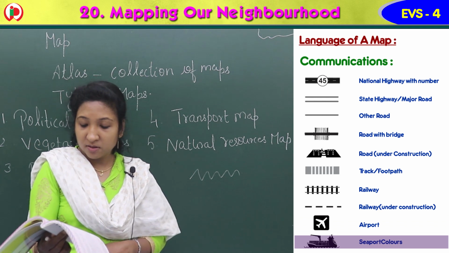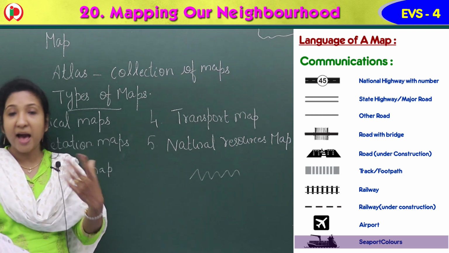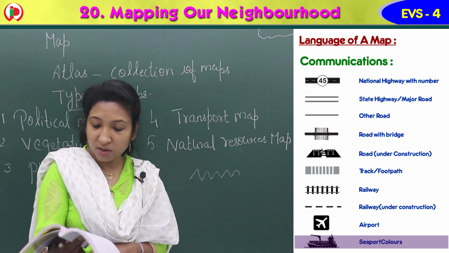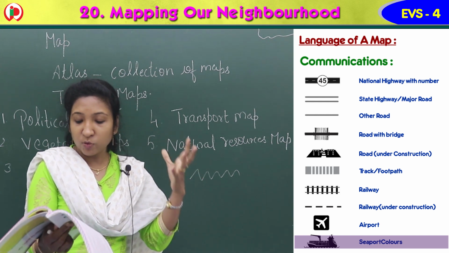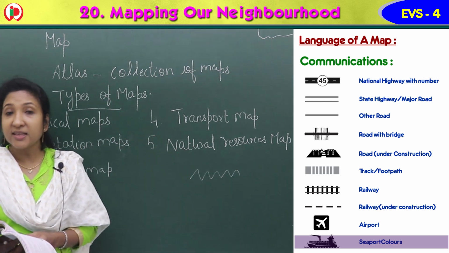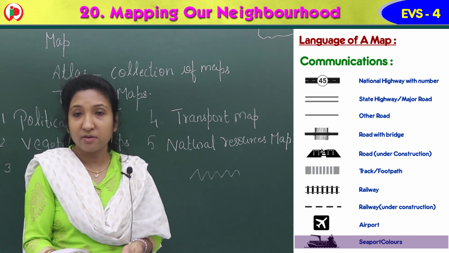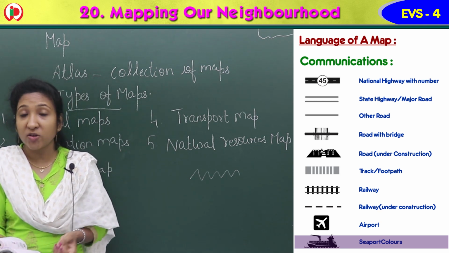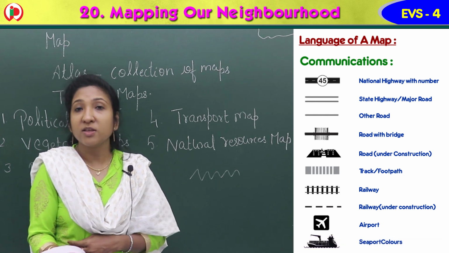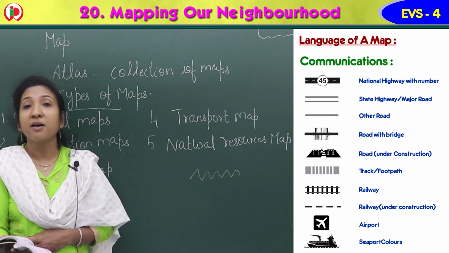Seaport also you can see the image there. Seaport is a town or city with a harbour for seagoing ships. For representing a seaport of a town or a city, they use this symbol. You can see the image there. Yes. So these are the symbols or signs we use on a map. There are many signs and symbols for boundaries, for physical features, and for communications. So these are the different varieties of symbols and signs we use on a map.